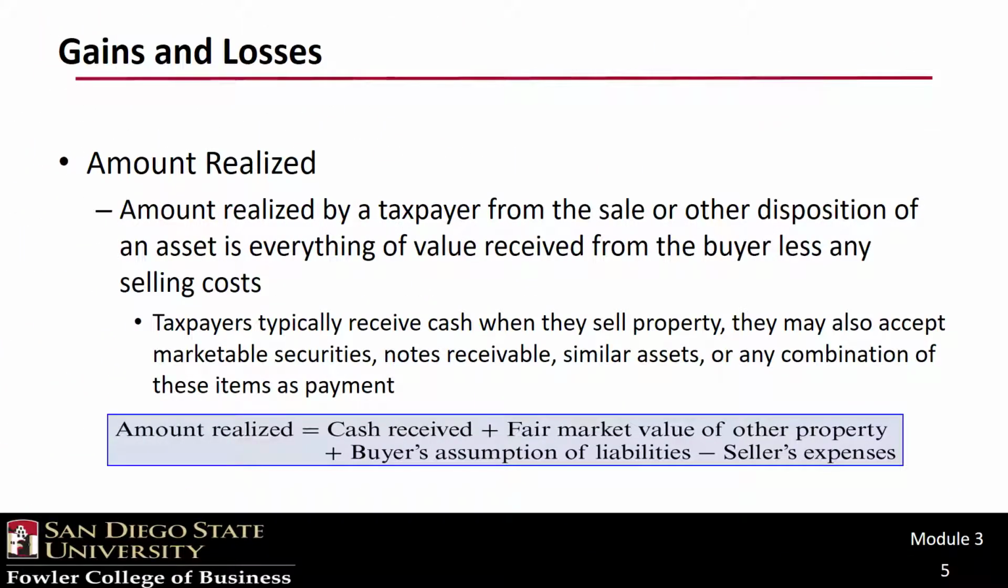Let's begin with the amount realized. This is not the same as the gain or loss realized. They just both happen to have the word realized in them. A simple way to think about the amount realized is, what did you get? A more elegant definition is cash plus the fair market value of any property received, plus the assumption of any liabilities, minus any selling expenses. Yeah, like I said, what did you get?